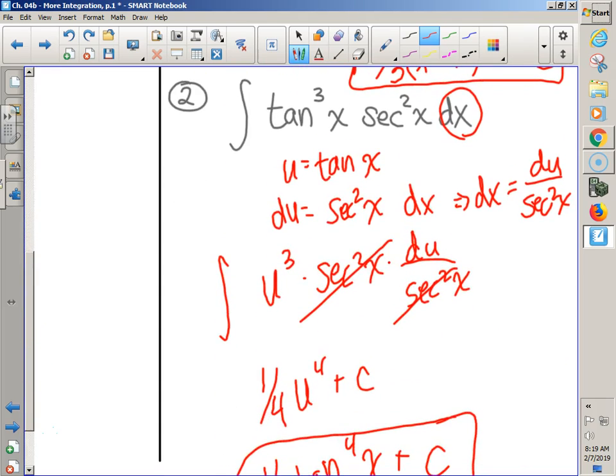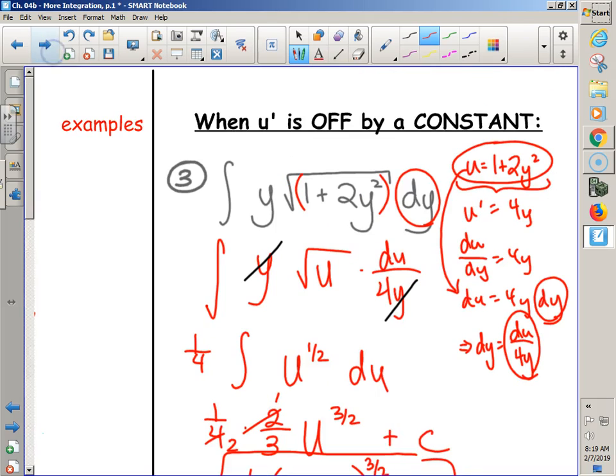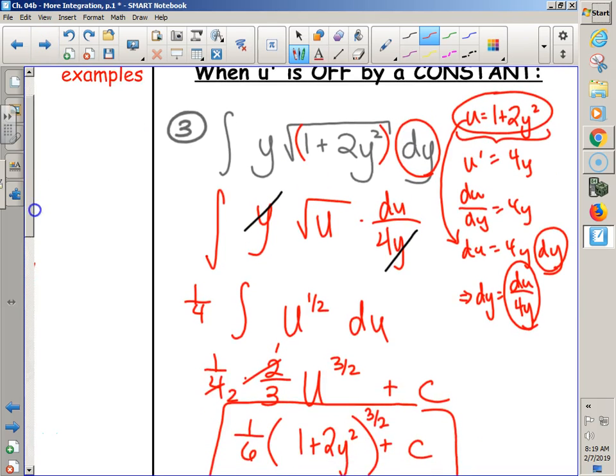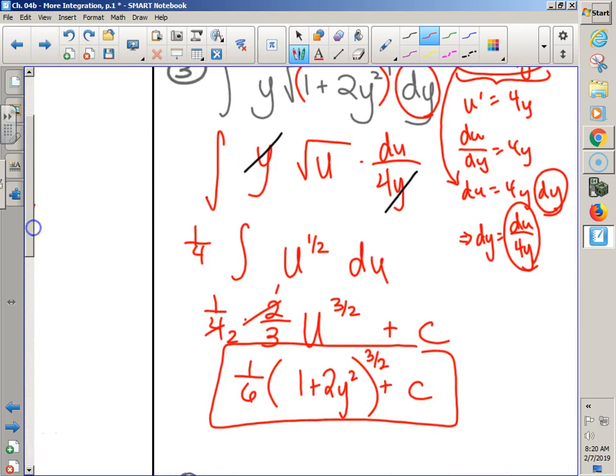When we plugged in, the u prime perfectly fit. Everything canceled out except for the u's and the du's. But what happened here? When we plugged in, something canceled, but something remained. And we have to be careful about something remaining.